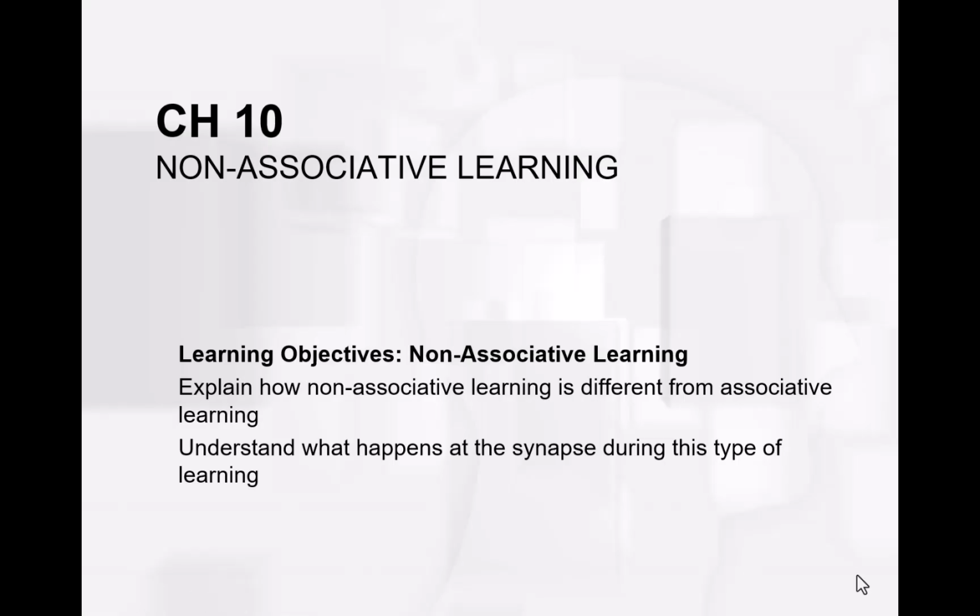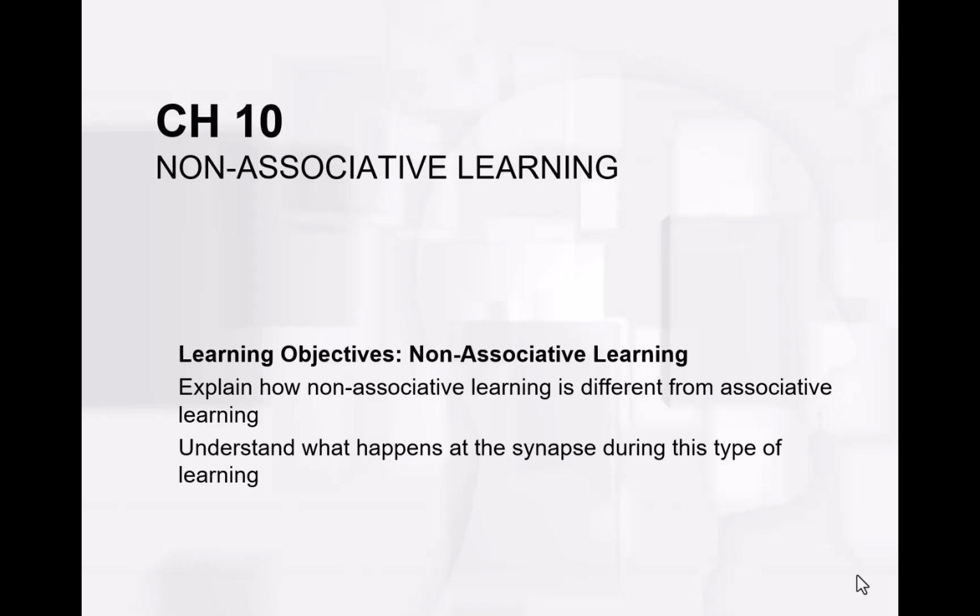So now that we've learned about associative learning, in other words, classical and operant conditioning, we're going to turn our attention to non-associative learning very briefly. Hopefully by the end of the video, you'll understand how non-associative learning is different from associative learning. There's also an extra video linked in the module pages that will help you understand as well.